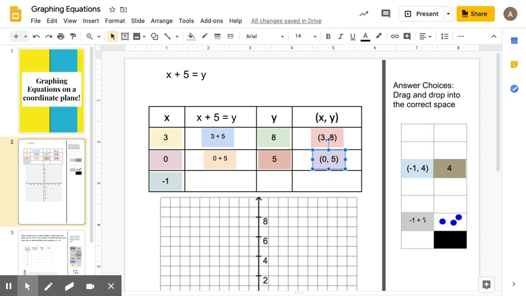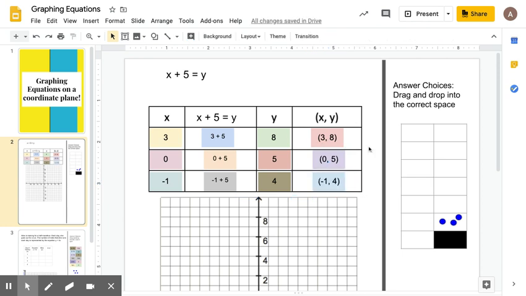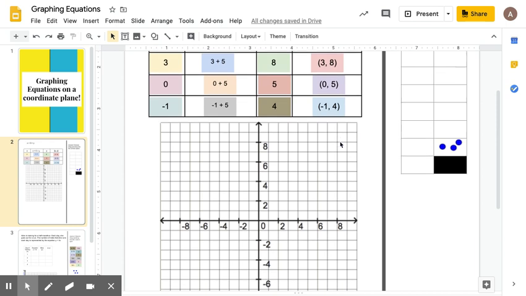Let's do the same thing with -1. -1 plus 5 is going to give me 4, which is my y value. And that gives me the ordered pair -1, 4. Now I have 3 ordered pairs that match this equation up here. So what I'm going to do is plot these points on the coordinate plane.